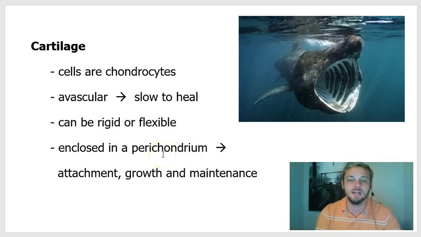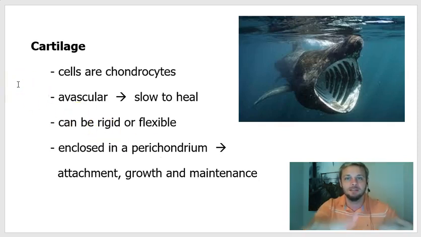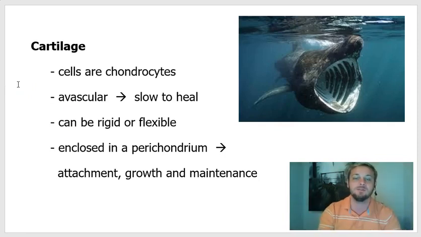Often enclosed in a perichondrium, kind of like your periosteum, if you remember talking about that when we talked about bones, that covering on the outside of bones. Cartilage, we have a covering outside of the cartilage called a perichondrium. It's important for the attachment, growth, and maintenance of your cartilage.